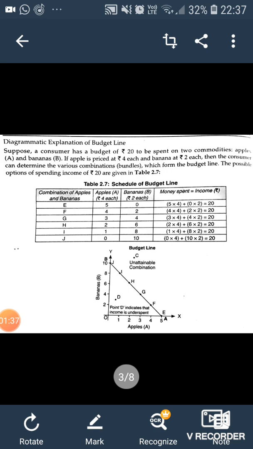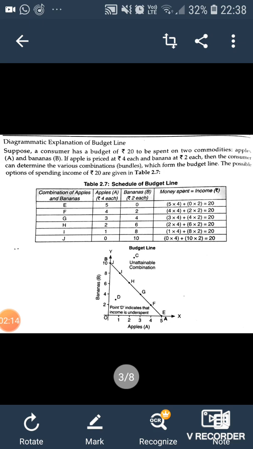So he is left with no money to buy bananas. He buys 0 bananas. Next, if you move towards point F where he is buying 4 units of apple, what is the cost of 4 units of apple? It is 16. And what money is left with the consumer? 4 rupees. And with 4 rupees, how many bananas can he buy? 2. So the combination is 4 apples and 2 bananas. We get the point F.